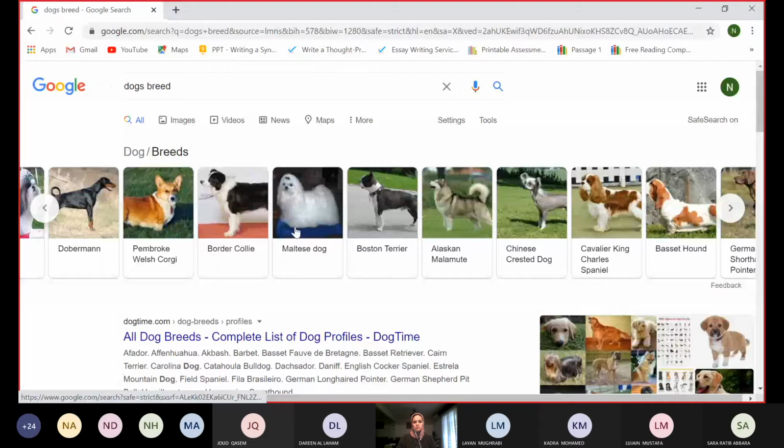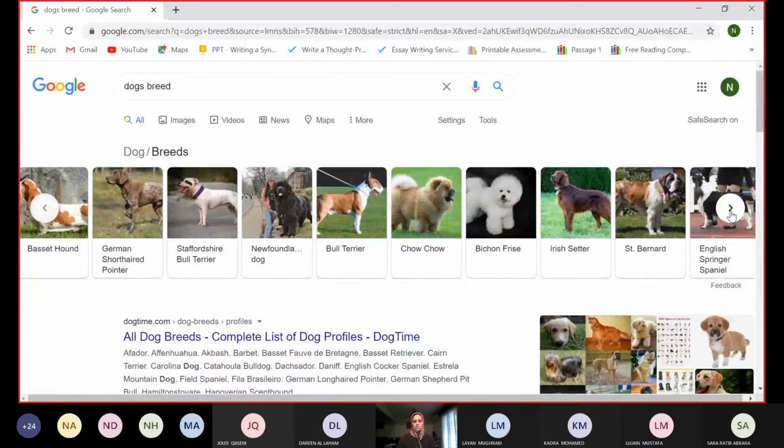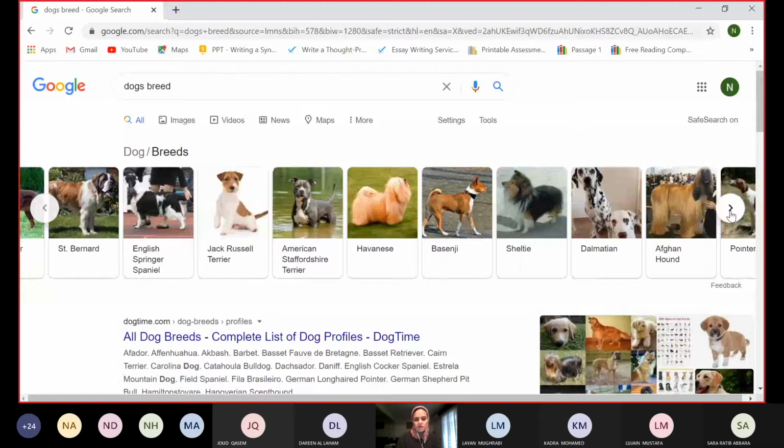This is a Maltese dog. So, do you prefer to have a dog or cat? A dog. If you prefer to have a dog, raise your hand.